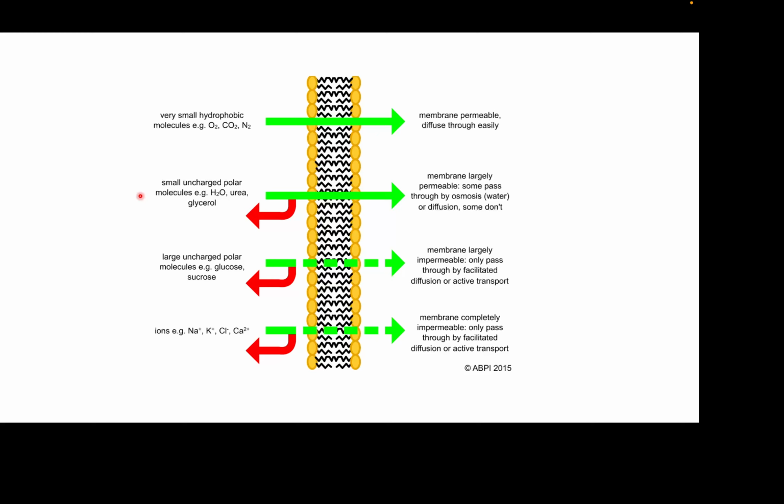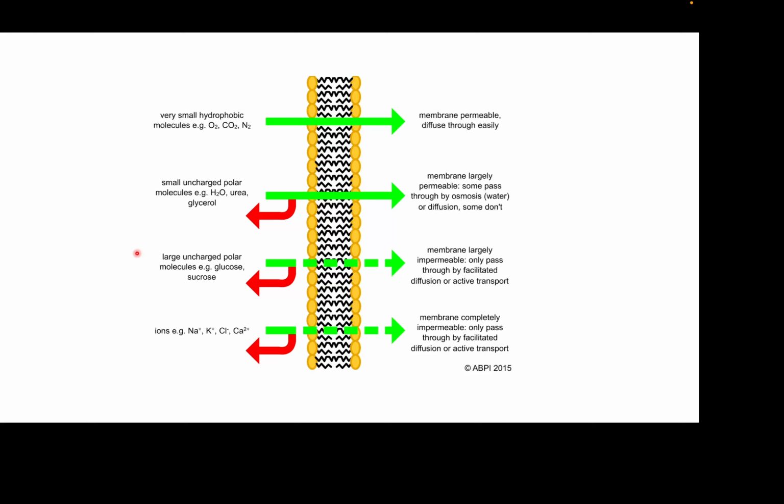If we talk about small uncharged polar molecules, water, urea, and glycerol, some of them will pass depending upon the size and the electrostatic force, if it is not too much towards the negative direction, and via diffusion. But you need to remember the rate of diffusion will be very, very slow. Then we talk about large uncharged polar molecules such as glucose, which is our energy source.